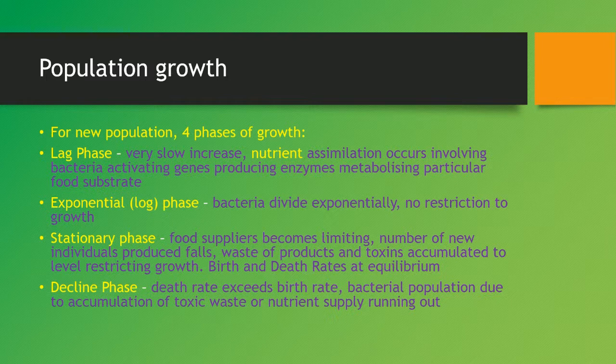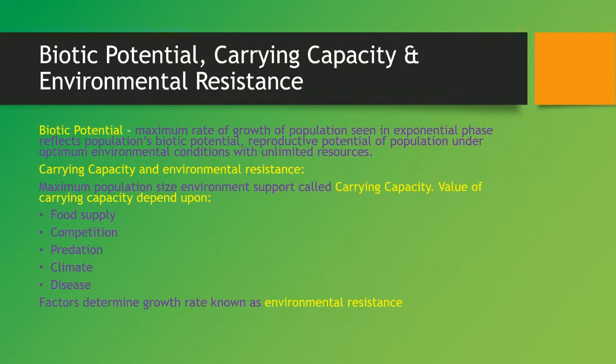You also have a stationary phase, which is whenever food supply becomes the limiting factor and the number of new individuals produced will fall. Waste products and toxins will accumulate to a level restricting growth, and birth and death rates will reach an equilibrium. You'll then have a decline phase, which is whenever the death rate will exceed the birth rate, and the bacterial population will fall due to an accumulation of toxic waste or the nutrient supply running out.